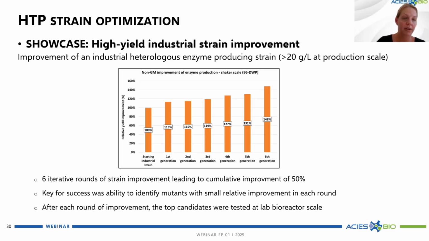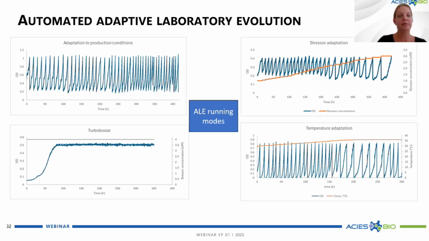So in ALE, in every case, you start with a strain that has a low desired trait and you end up with an evolved strain. These changes don't happen linearly. It usually has a few steps in between. So our micro-ALE system allows us to run in a few different modes.